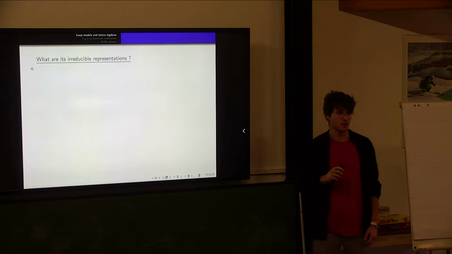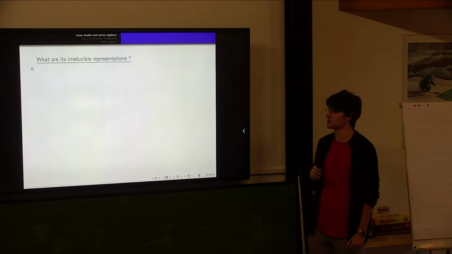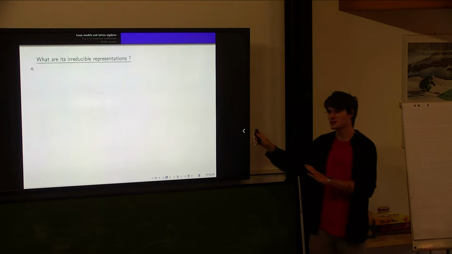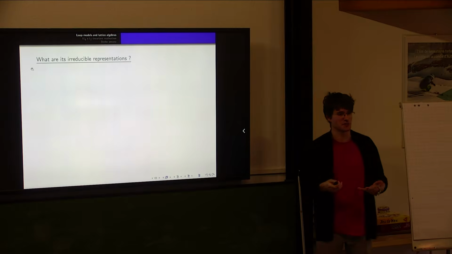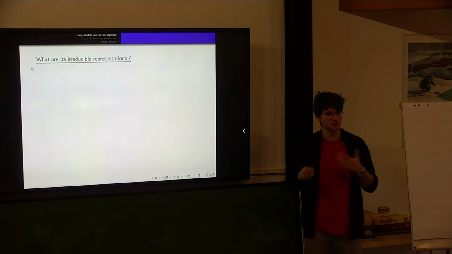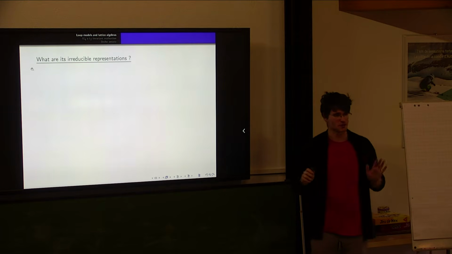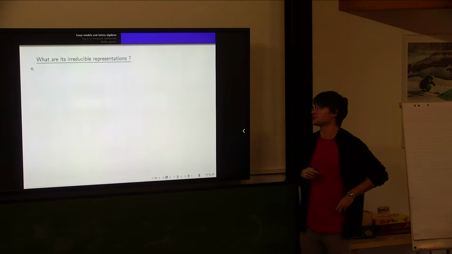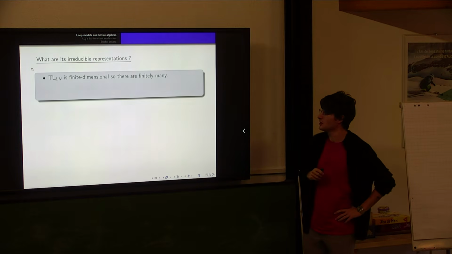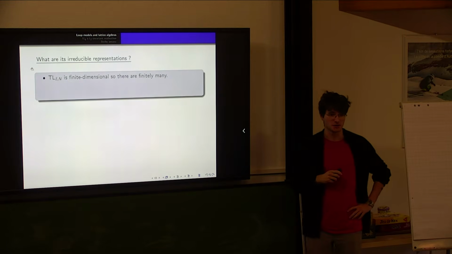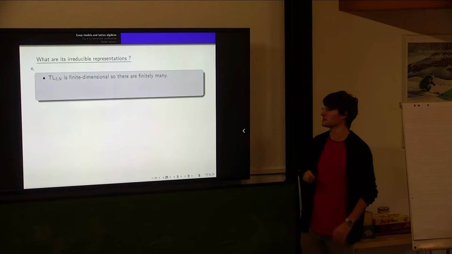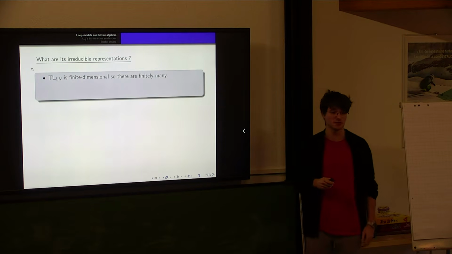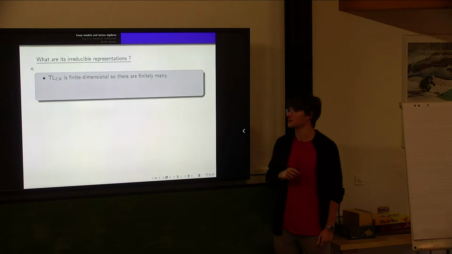Then the question you might want to ask is, what are the irreducible representations of this algebra? Of course I didn't mention it, but it creates an algebra. So it's trivially associative, and it has all the properties of an algebra, and it just follows from the diagrammatics. And then you want to study its irreducible representations. First observation is that this algebra is finite dimensional. It's not obvious from what I told you, but it is finite dimensional. So there are finitely many irreducible representations, which is already quite nice.